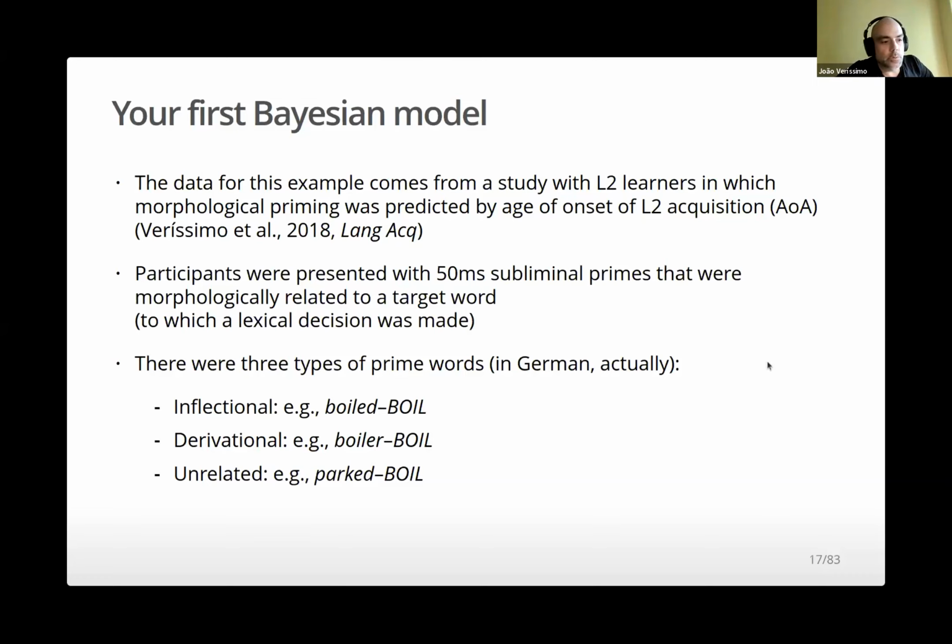And in this experiment, what we did was we presented prime words subliminally for 50 milliseconds only, and these prime words could be related in different ways to the target word. Participants had to make a decision to the target, specifically a lexical decision to say if it was a word or not. But before they made that decision, the target was preceded by three different types of prime. An unrelated prime, such as parked boil, and then we had two different types of morphological relatedness. Boiled boil, which is inflectional, and boiler boil, which is a derivational relation. And we wanted to see if these effects, so the response times, which was the crucial measure here to the target, were predicted by age of acquisition as well as other individual characteristics.